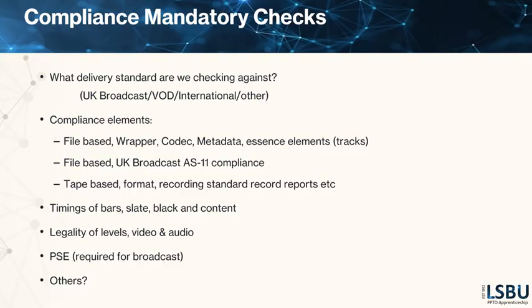Compliance elements can include, if it's file-based, obviously the wrapper that we've used, whether it's a .mov or an .mxf, the codec, is it ProRes, is it AVC intra, metadata. For DPP, there's a lot of metadata that's mandatory, but also we're checking our file integrity to make sure that the metadata within the file is correct. If it is 25 frames per second, does the metadata say that it's 25 frames per second? And then all our essence elements inside the wrapper. So, does it have 4 channels of audio if it's supposed to have 4 channels of audio, for instance?